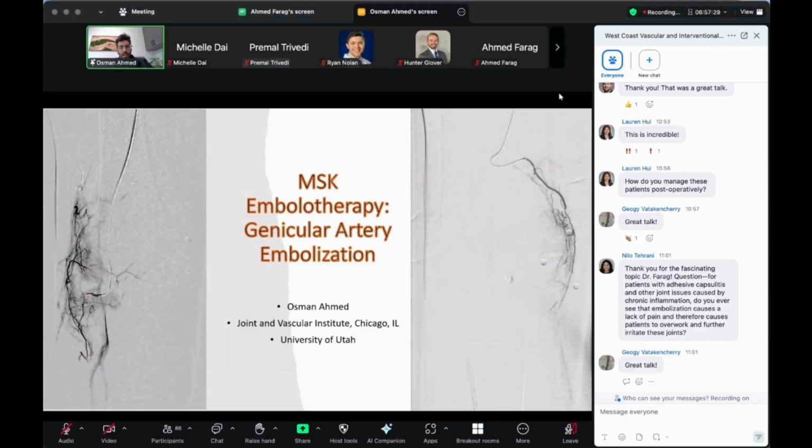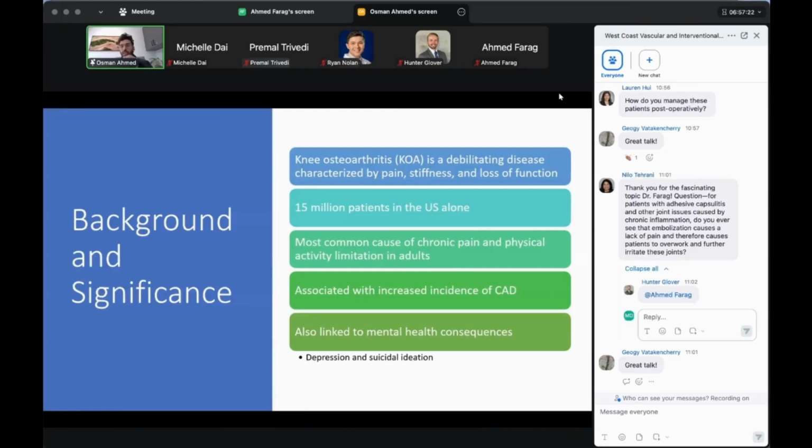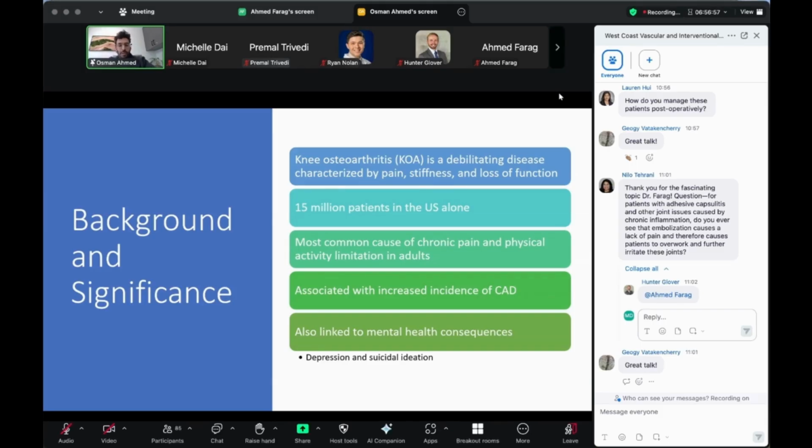We're going to talk about GAE, which is obviously a very exciting new procedure in IR, but not so new anymore. So when we talk about knee OA specifically, it's a pretty debilitating condition. It's characterized by pain, stiffness, loss of function, and it's a public health problem. 15 million patients in the U.S. alone are impacted, and it's the most common cause of chronic pain and physical activity limitation in adults. A lot of times I like to say it's one of the first things that happens to normal, healthy patients or people in general.